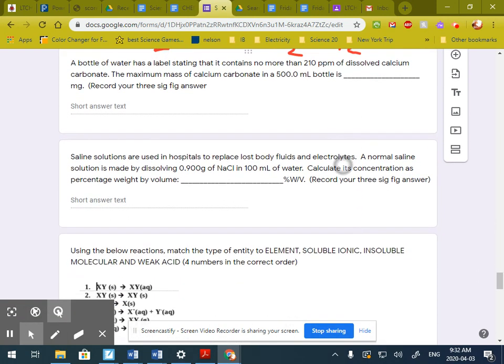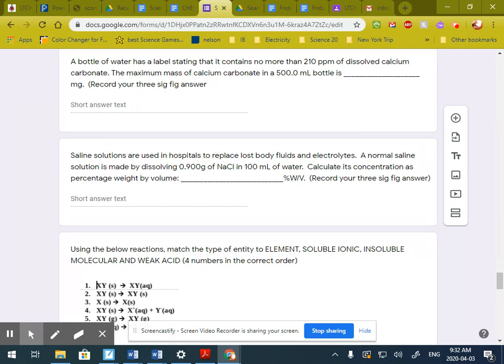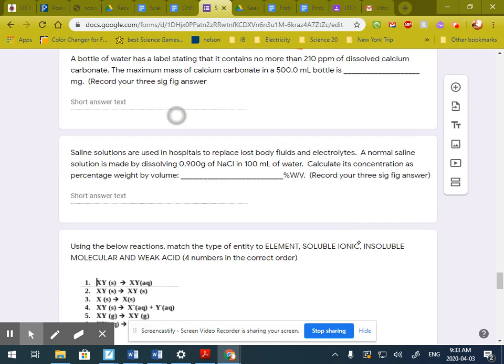Okay, a bottle of water stating parts per million. Okay, how much? What's the solute? So X. Whoa.